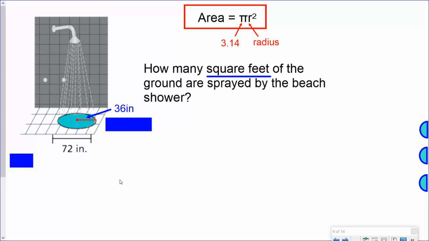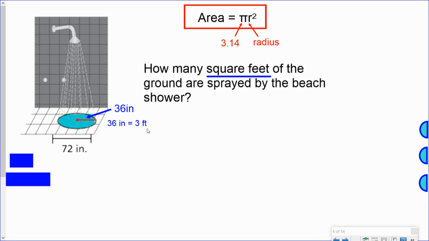The only other special case for this problem is if you look, we're supposed to figure out how many square feet are being sprayed. So we're going to have to do one more conversion. We're going to have to change 36 inches into feet. Now we know that 1 foot is worth 12 inches. So how many feet would 36 inches be? It would be 3 feet. So we're going to use 3 feet when we do our work for this formula.